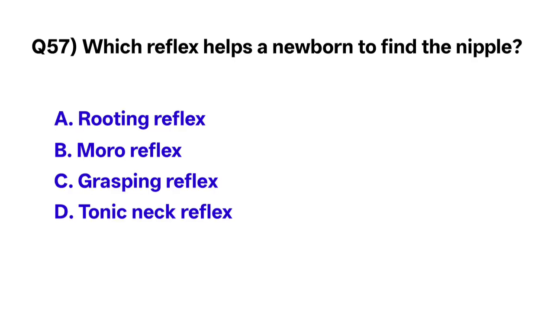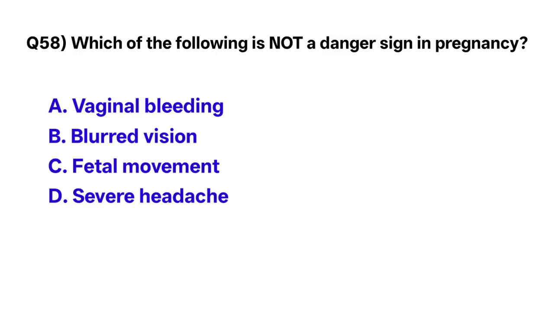Question number 57. Which reflex helps a newborn to latch onto the nipple? The correct option is A. Rooting reflex. Question number 58. Which of the following is not a danger sign in pregnancy? The correct option is C. Fetal movement.